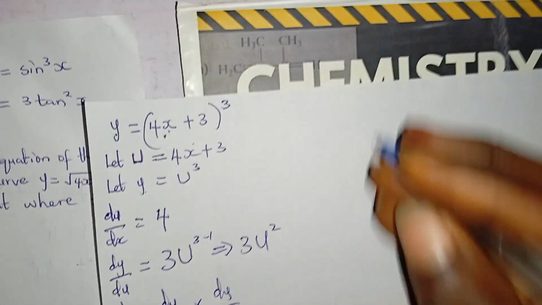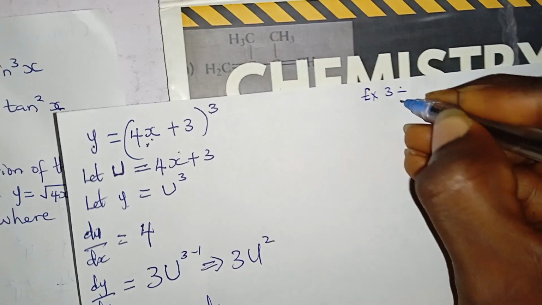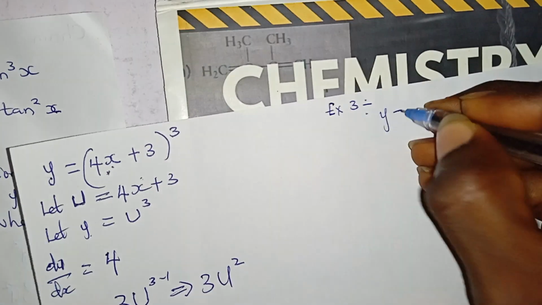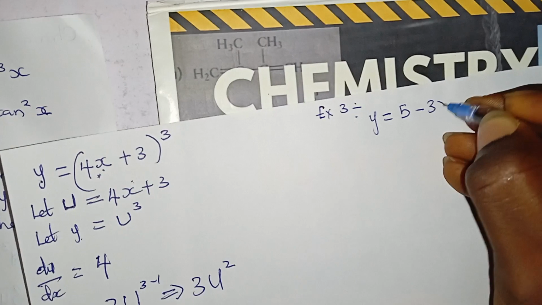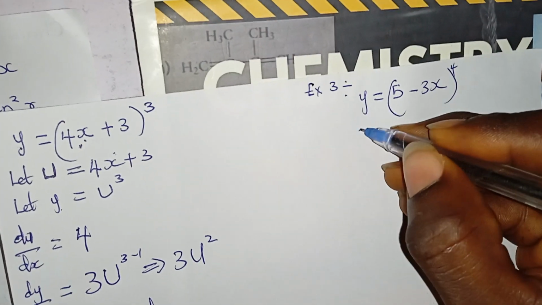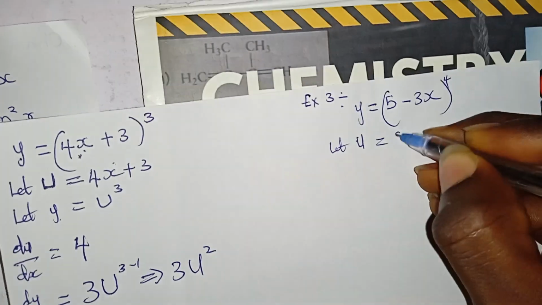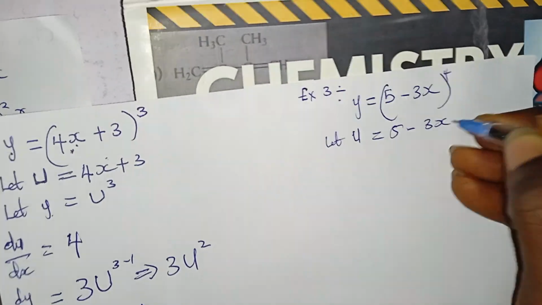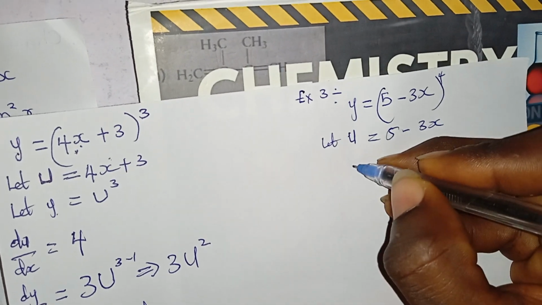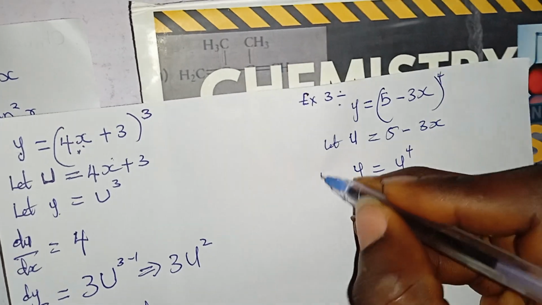Now for exercise 3, it says y is equal to (5 minus 3x) all raised to power 4. Now remember that the rule is: let u be equal to the inside one, the one on the inside, then let y be u raised to power 4.